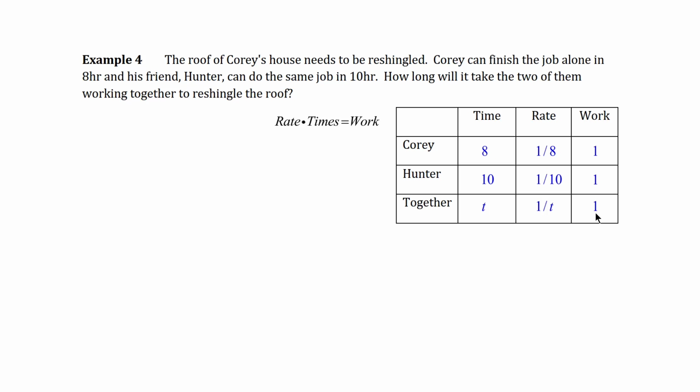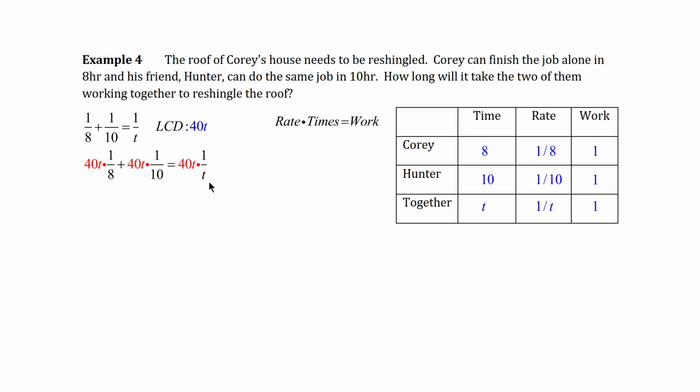Next, the equation we need comes from the column for the rate. We add Corey and Hunter's rate together and set it equal to their rate working together. We get 1 over 8 plus 1 over 10 is equal to 1 over t. In order to solve for t, we need to get rid of all the fractions by multiplying by the LCD. The LCD for this equation is 40t. We get 40t times 1 over 8 plus 40t times 1 over 10 equals 40t times 1 over t.